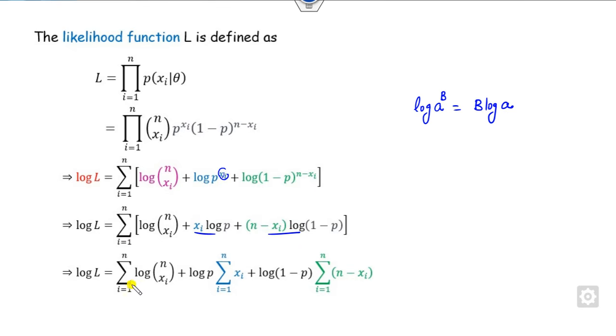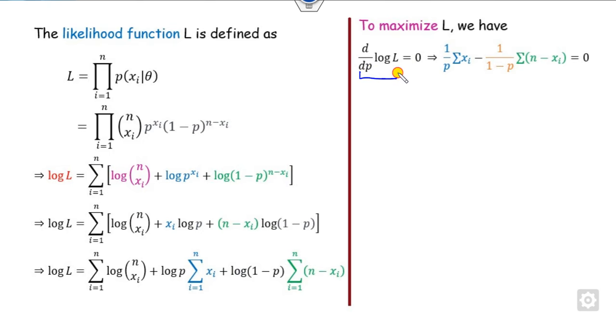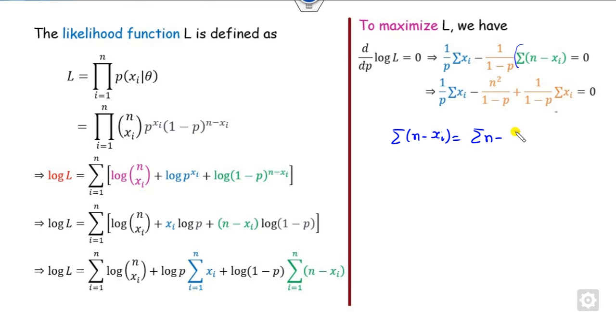Now we can take this summation inside. Now for the maximization, what is that? Your target is to set the derivative to 0. This part is independent of p, so this will become 0. This is 1 by p and here. Now you can simplify them. How can you simplify them? This is 1 by p is here. You can see this part, this is n minus xi. I can open this as here.